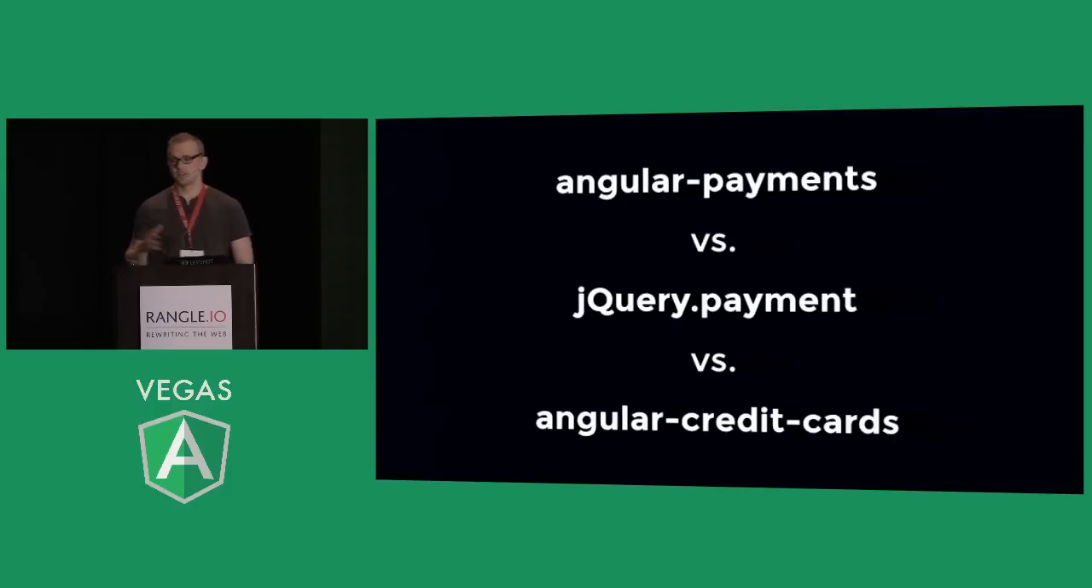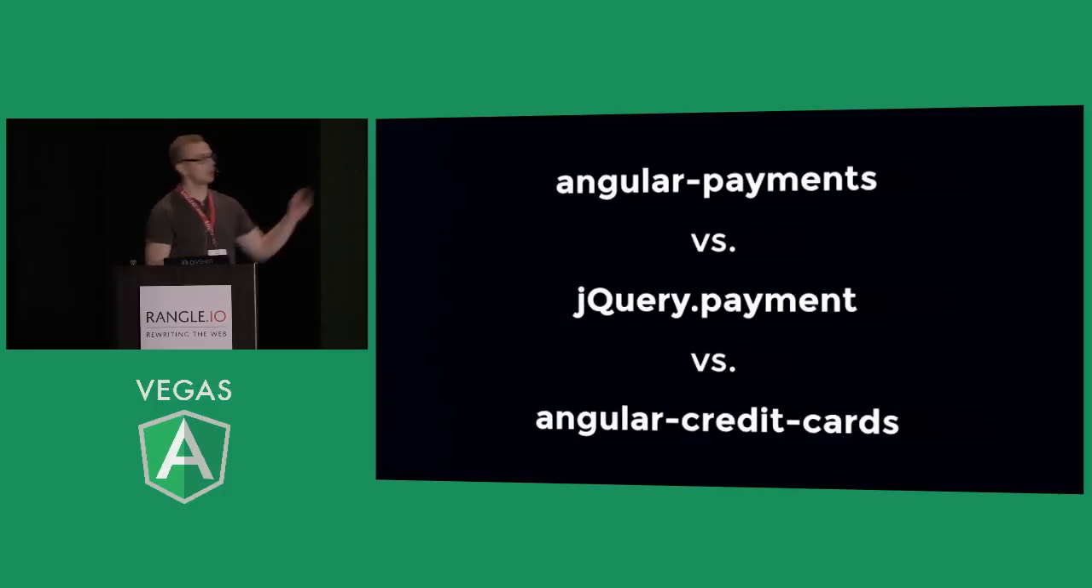I'm going to talk about this in the context of a particular example here. Angular payments, jQuery.payment, Angular credit cards. You can take a guess at which one my preference lies with, because I wrote the last one. But we're going to talk about why it's important that I wrote it that way, and why it's important that you think about writing your applications this way.